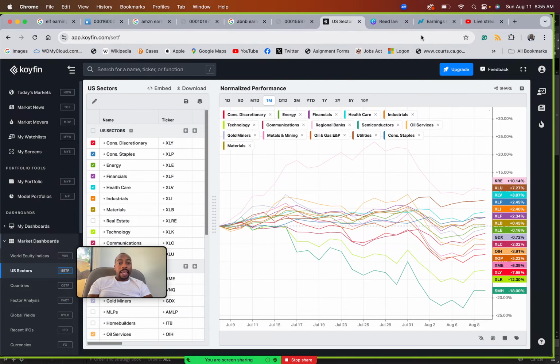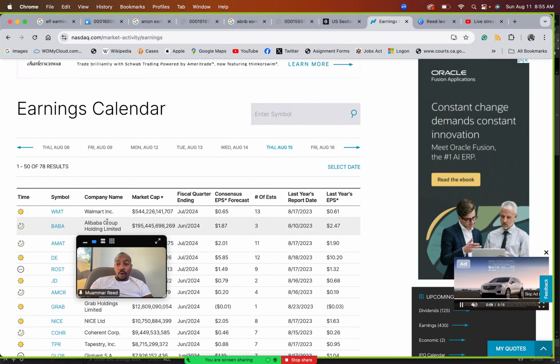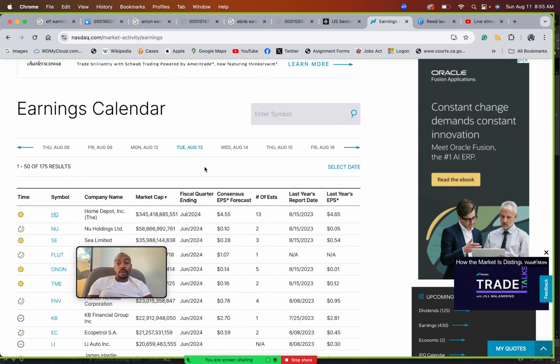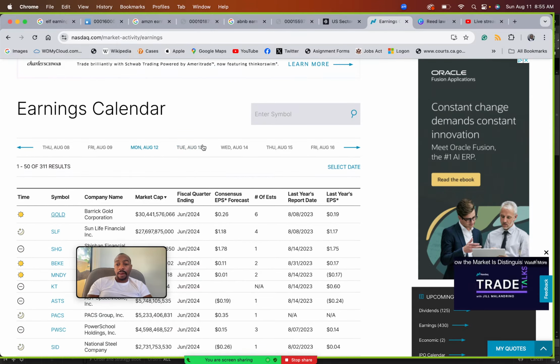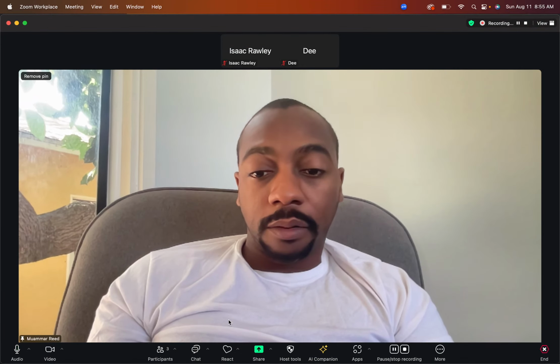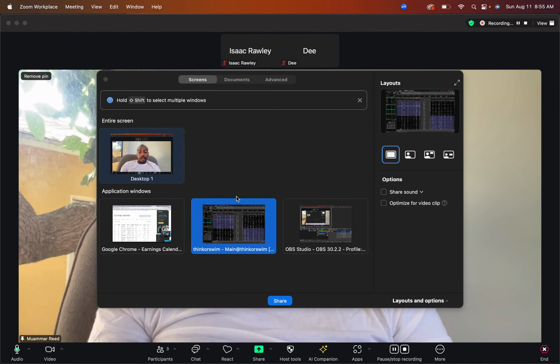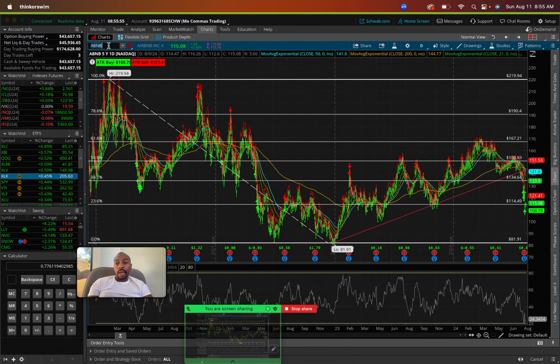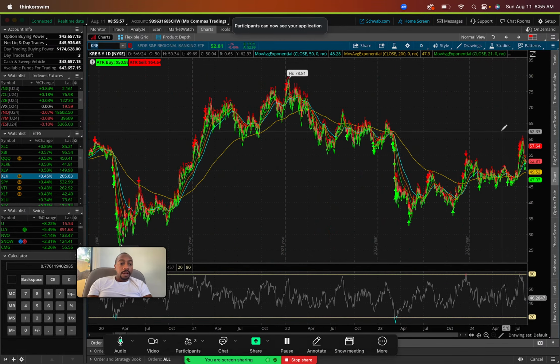So if we're looking at what's happening next week, Walmart has earnings on Thursday. Other than that, most of the bigger companies, Home Depot on Tuesday, so I would stay away from that. But most of the bigger companies have reported. But when we're looking sector wise from a day trade standpoint, that's what I'm looking at. I'm looking at KRE.